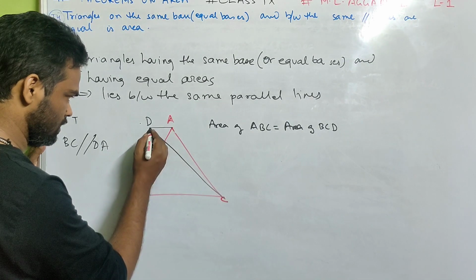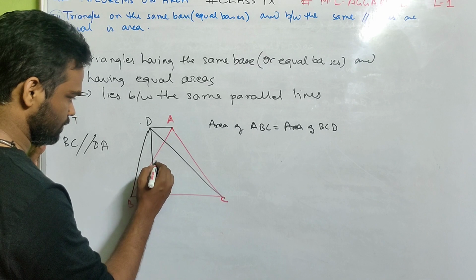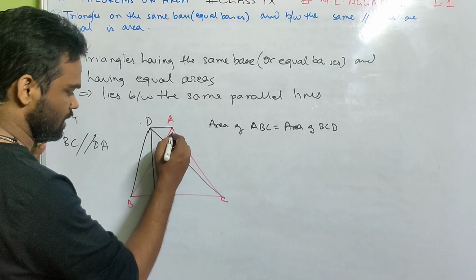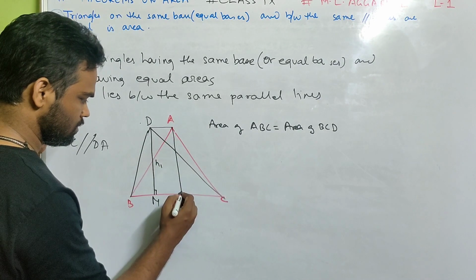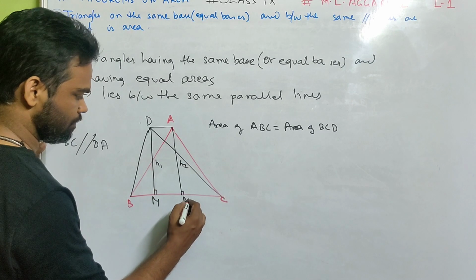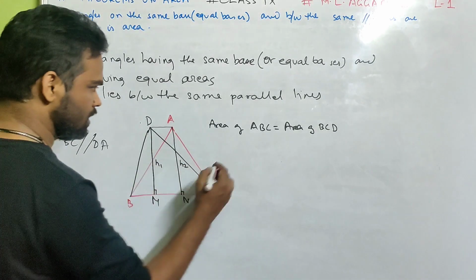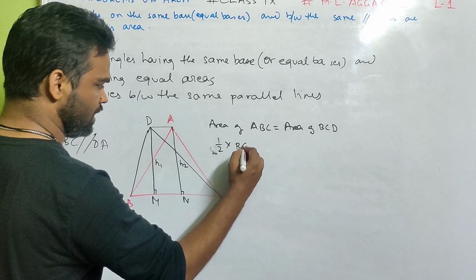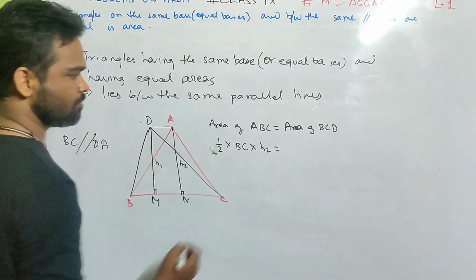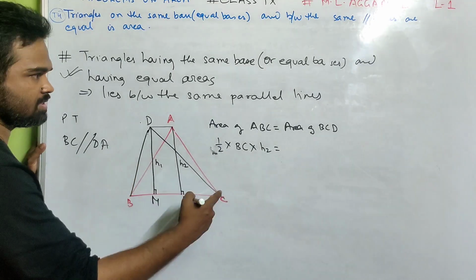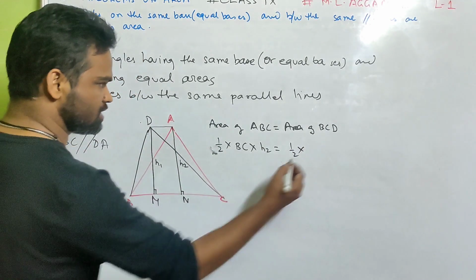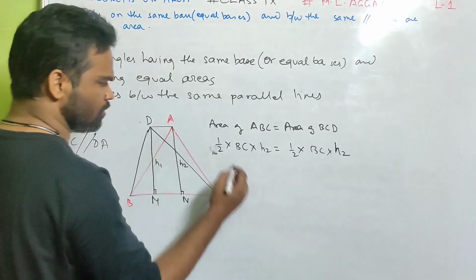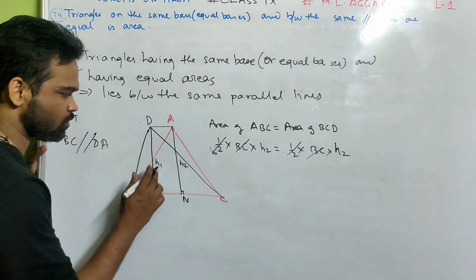Look over here. From D, drop a perpendicular, suppose H1, DM, okay? And from A, drop a perpendicular, H2 suppose, AN, on BC. Then area of ABC is half into base into height, which is H2, and area of BCD is again half into base, which is BC, into height, this is DM, which is H1. Yes or no? Half BC cancels, which means H1 equals H2.